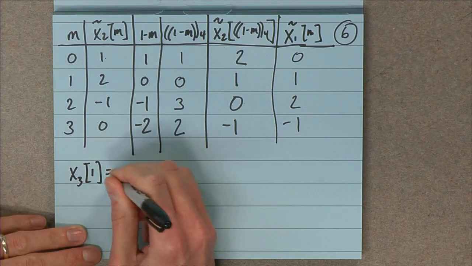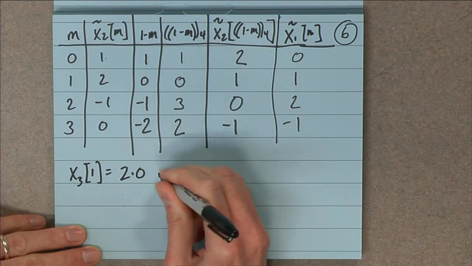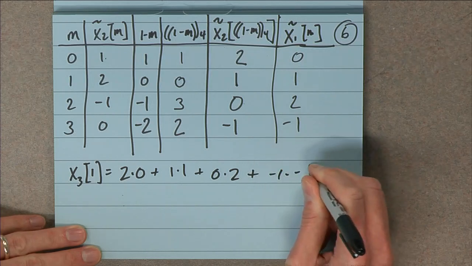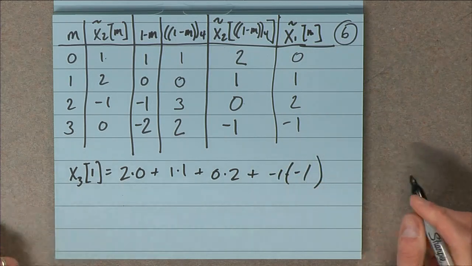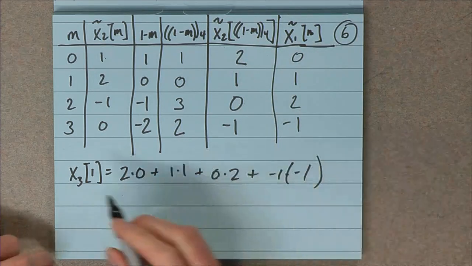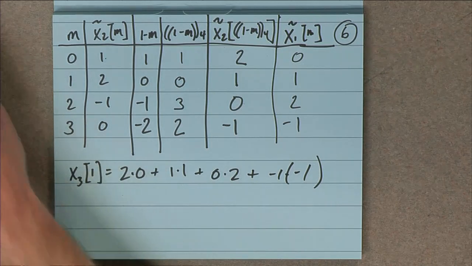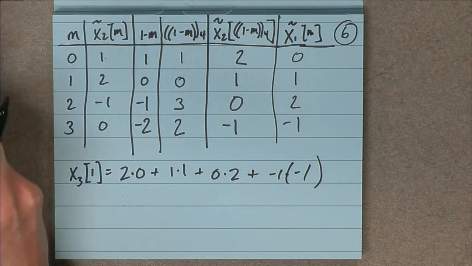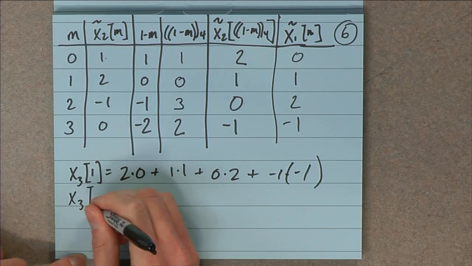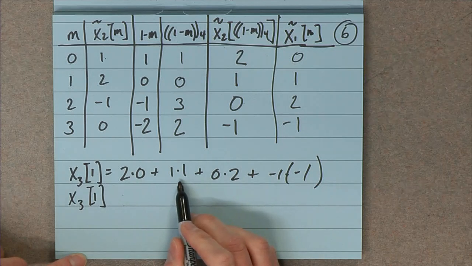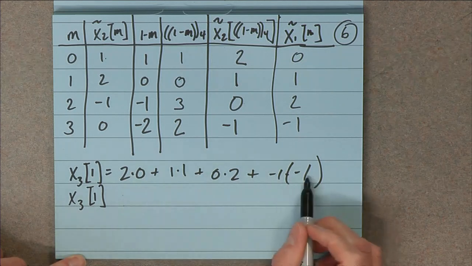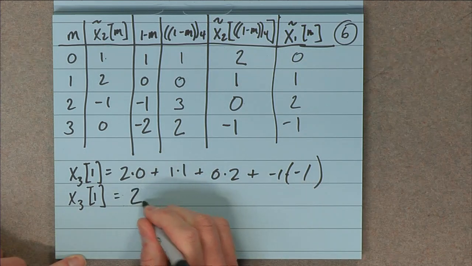So now we're at x3 of 1. We can just multiply these together. 2 times 0, 1 times 1, 0 times 2, plus minus 1 times minus 1. Maybe I'll put a parenthesis, make it easier to see. Just multiply these two columns times each other. So that comes out to be 0 plus 1 is 1, 0 minus 1. I don't think, wait, minus 1 times minus 1 is plus 1. That's my problem. 1 plus 1 is 2. Good.